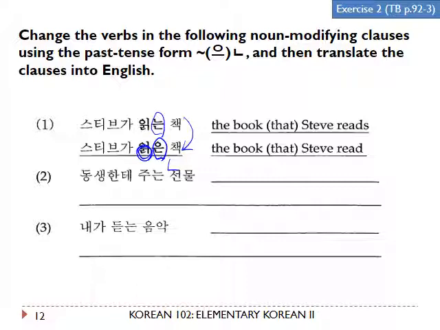Okay, 자, 그럼 2번하고 3번 하세요. I'll give you 5 minutes. Write down your answers on your textbook, page 92. After you finish it, come back to this video. 자, 시작하세요.